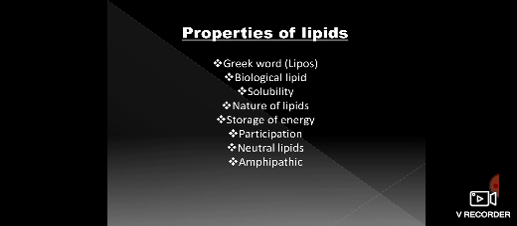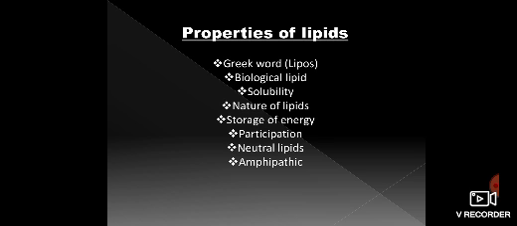Here are some properties of lipids. The first one is the Greek word. The word lipid is derived from the Greek word lipos, which means fat. Next is biological lipids. Biological lipids are a diverse group of organic compounds and they are insoluble in water. Solubility: they are soluble in non-polar solvents like benzene and ether.